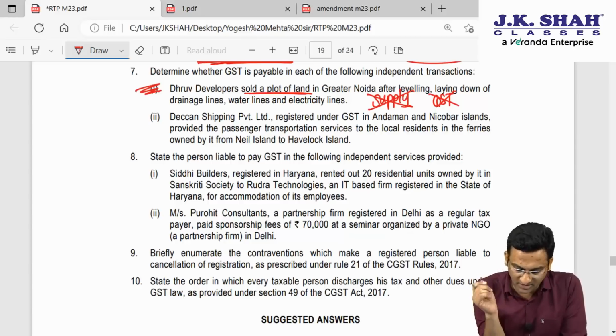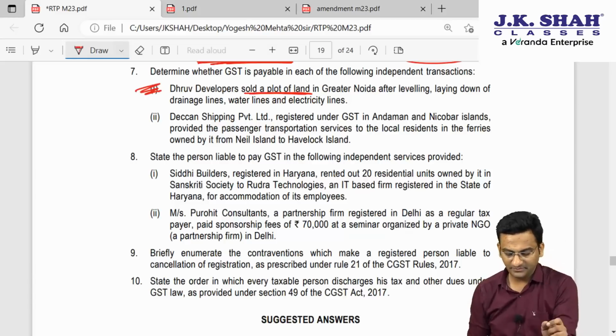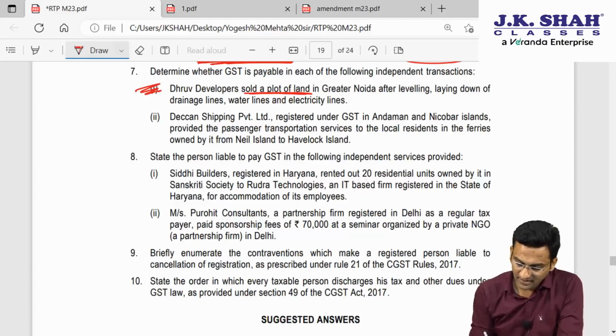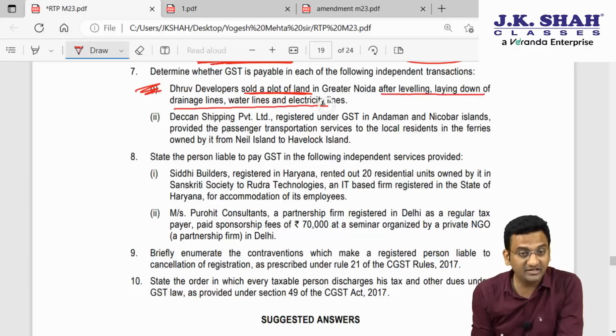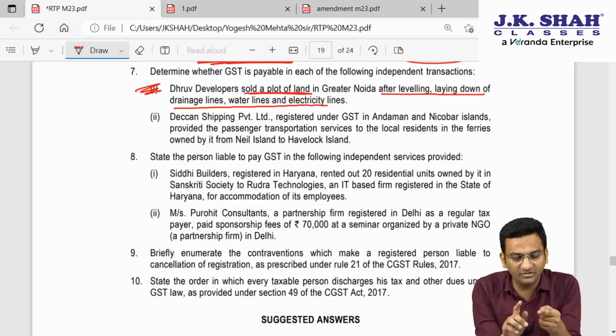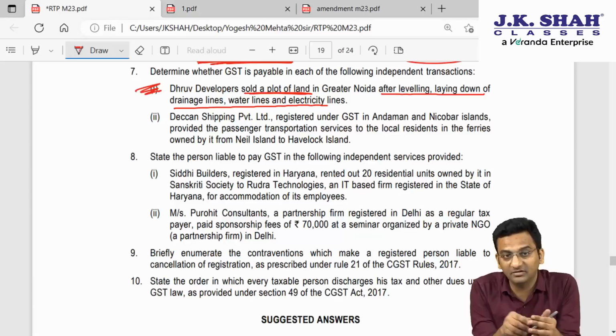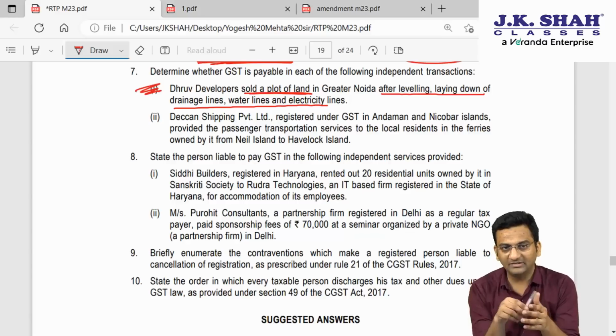Now the question arises whether the given transaction, the sale of land after leveling and laying down of drainage lines, water lines and electricity lines, is covered in Schedule 3. That is the question. See, Schedule 3 covers only sale of land. It is written in Schedule 3 that sale of land is not a supply. But in this case, the plot of land is sold after leveling and laying down drainage lines, water lines and electricity lines.